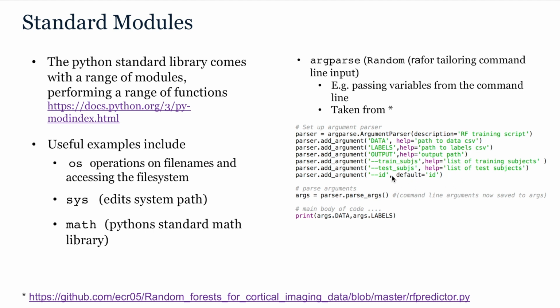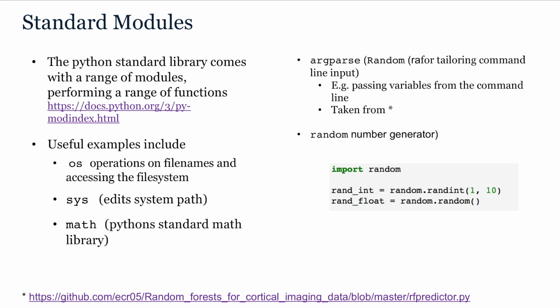After these lines, which define all of the arguments, we have a line which creates the object args, which parses the command line and saves all the arguments. You can then go on to use them throughout the rest of your code using this syntax, where you call args followed by the variable, where the variable's name is as described in the parser. And finally, random is a random number generator, where here you have random integers, and in this example it generates random floats between 0 and 1.